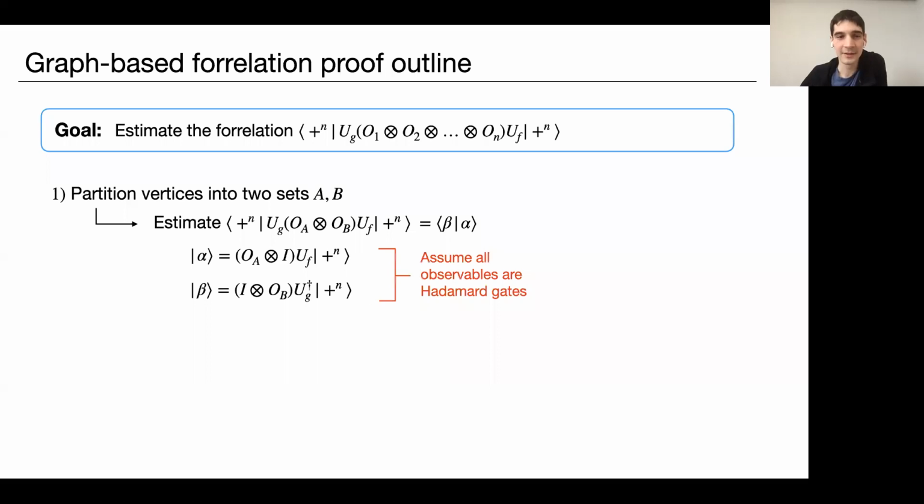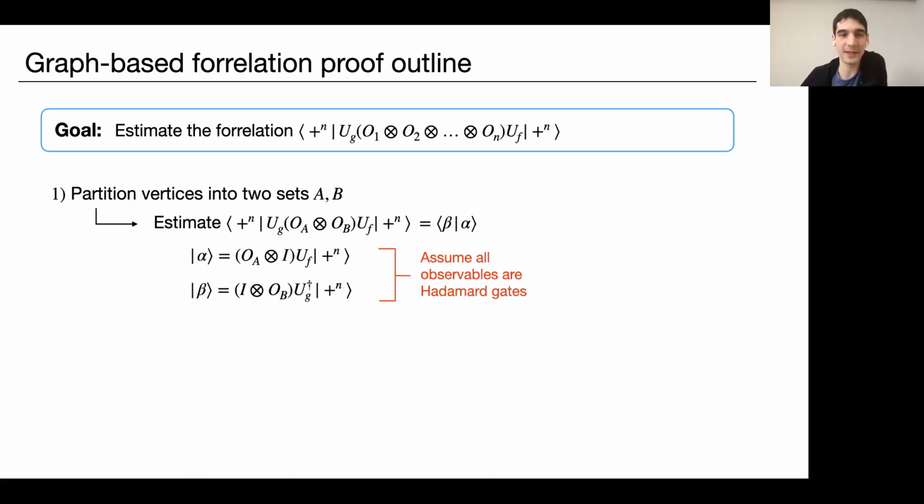And to make sure that these are actually states, let's just assume for right now that all these observables are just Hadamard gates. It's not too difficult to go to general Hermitian observables, but let's just assume for simplicity now that we're in the original setting where all the observables are Hadamards.